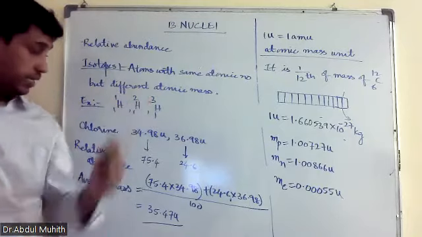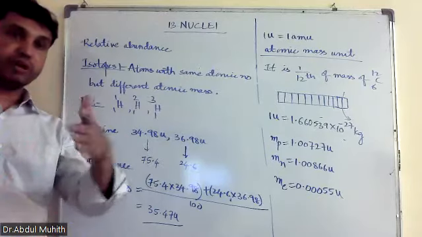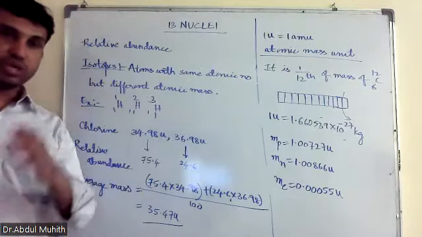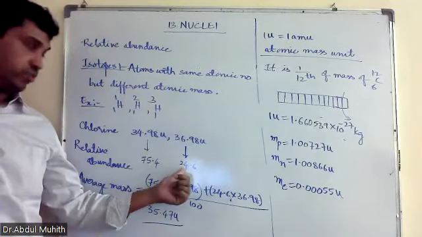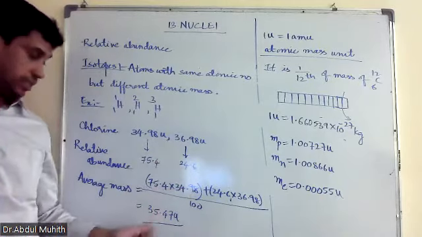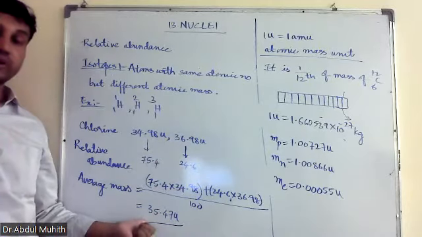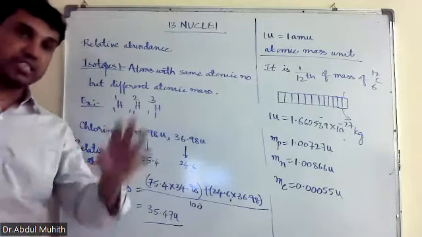But how did they write that? They take 1 kg of chlorine and separate the two isotopes. 75% they found is 35, and 25% they found is 37. Then they found out the average mass. That is how they wrote 35.5 in the periodic classification table. That is how all the masses are written.